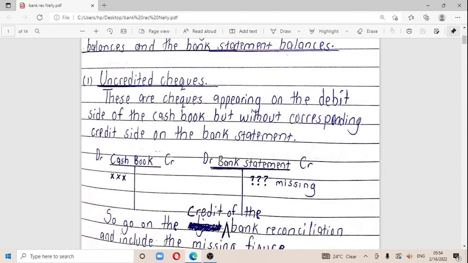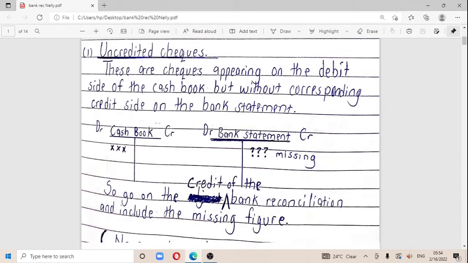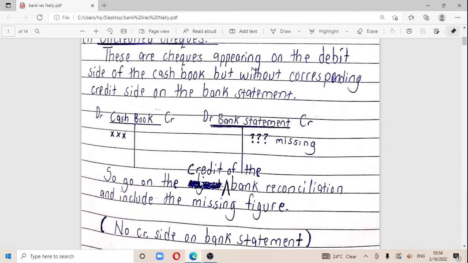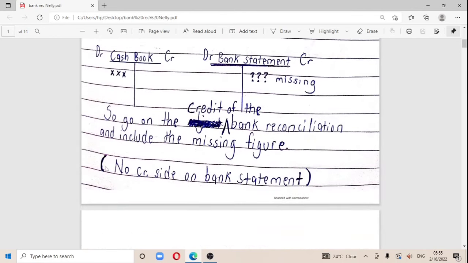So this is how it will look. In your question, you'll have the cash book and the bank statement. It will appear on the debit side, and when you come to the bank statement of the question, it will be missing. So you can term that as an uncredited check. You go on the credit side of the bank reconciliation, and you include the missing figure, and that's how you'll take care of this uncredited check. A simpler way of understanding it is: no credit side on the bank statement.